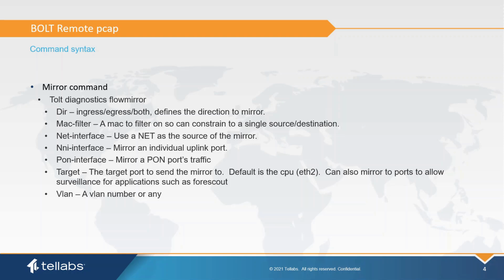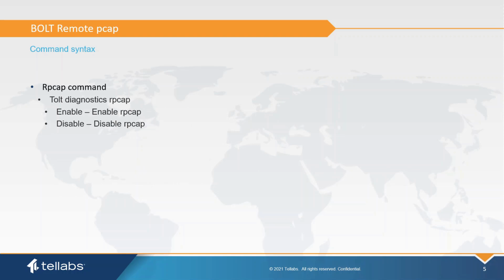So first you set up the mirror, then you enable RPCAP. Once you enable RPCAP, it will begin exposing the RPCAP interfaces to the outside world, which you can then attach to with Wireshark and make a capture.